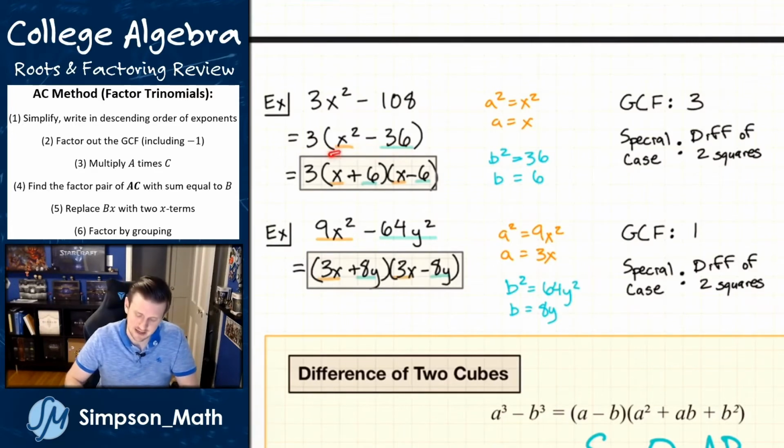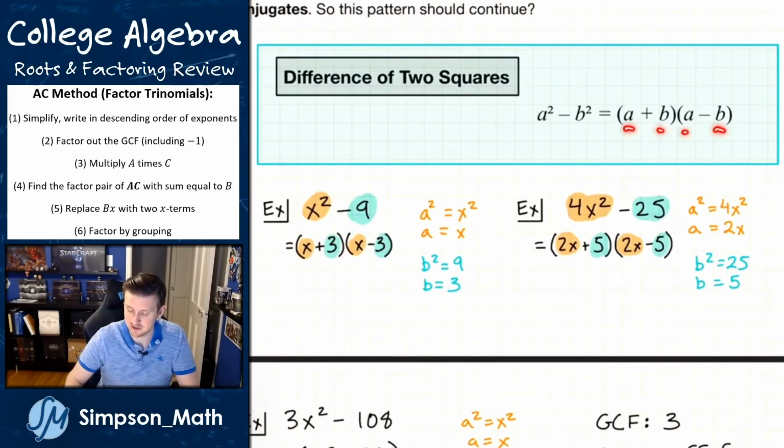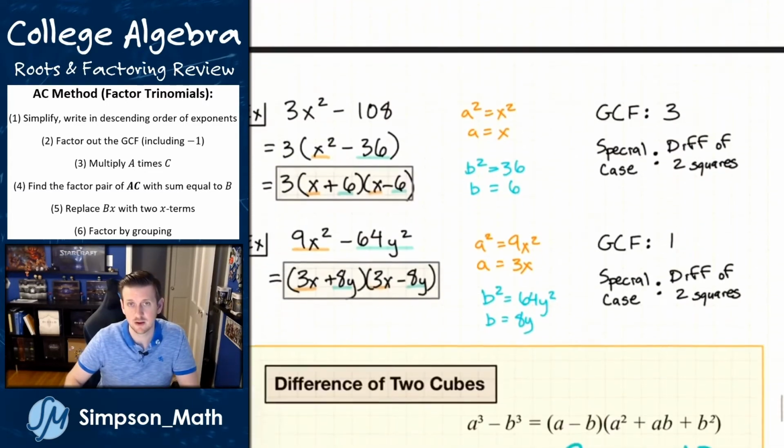Ah, yes. The square root of x squared is just x, and the square root of 36 is just 6. So we have the 3, because the GCF follows us down, and there's just x plus 6, x minus 6. That's straightforward. And all I'm doing is just plugging the x and the 6 into the formula. All right, one more.